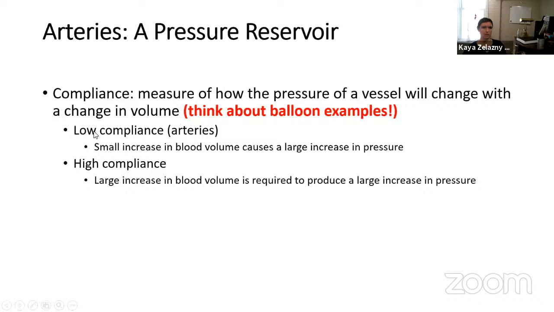So arteries have low compliance, means they're stretchy, means they hold pressure. Veins, high compliance, means they can hold a lot of volume without creating much pressure.